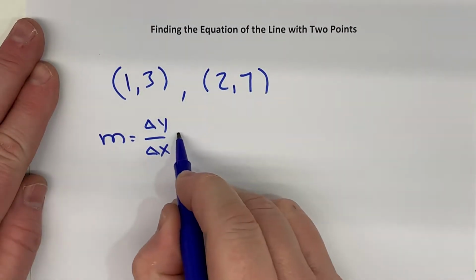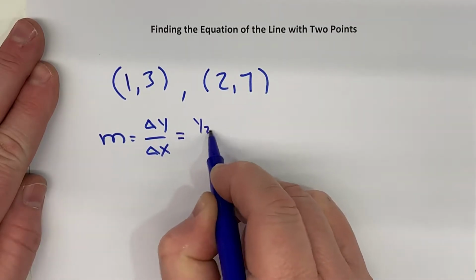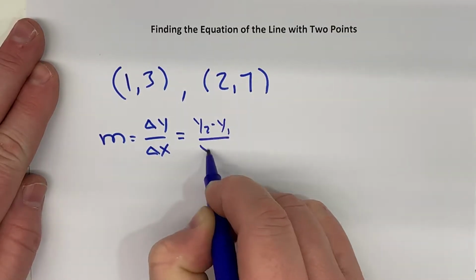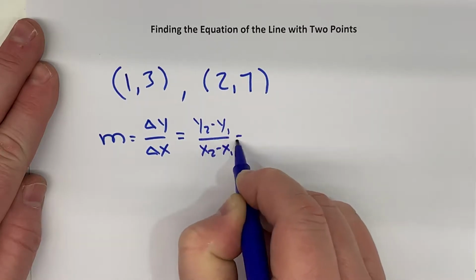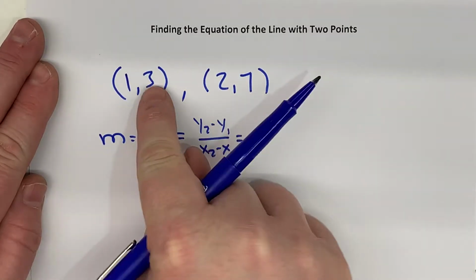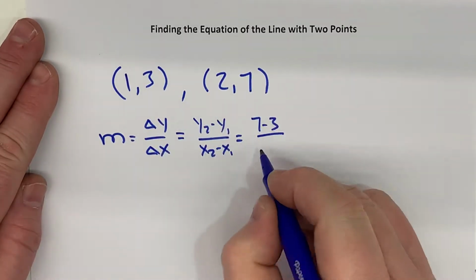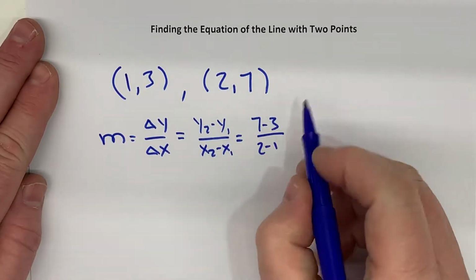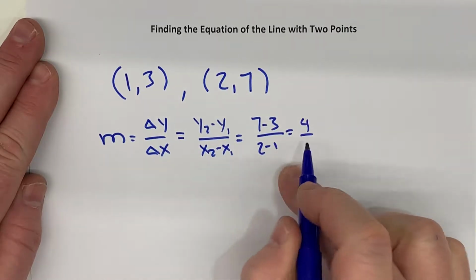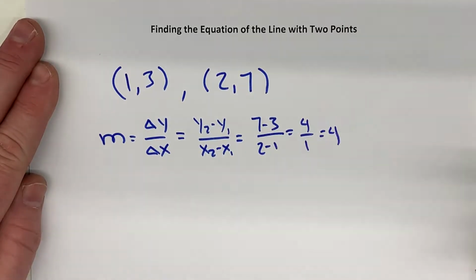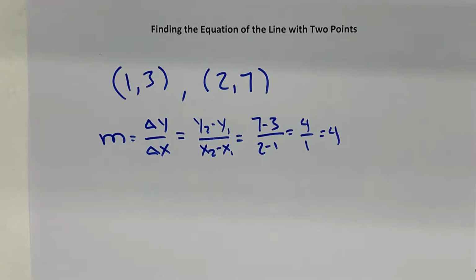Cool. So what is that? That is y2 minus y1 over x2 minus x1. So here I have 7 minus 3 over 2 minus 1. 7 minus 3, 4. 2 minus 1, 1. So my slope is 4. So we get a slope of 4.